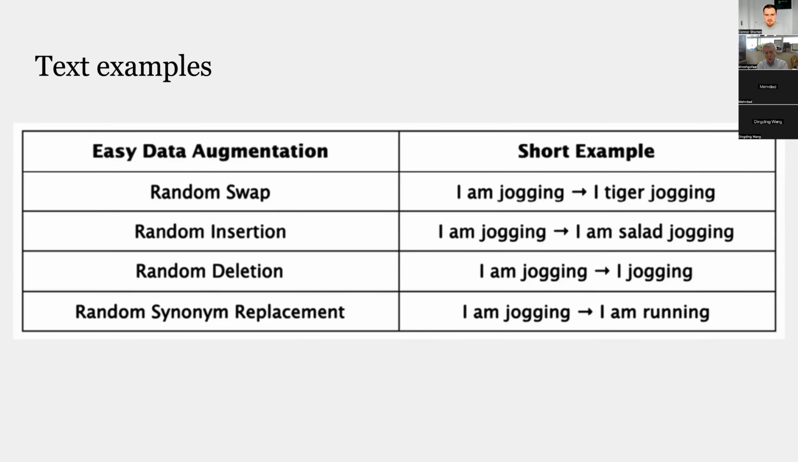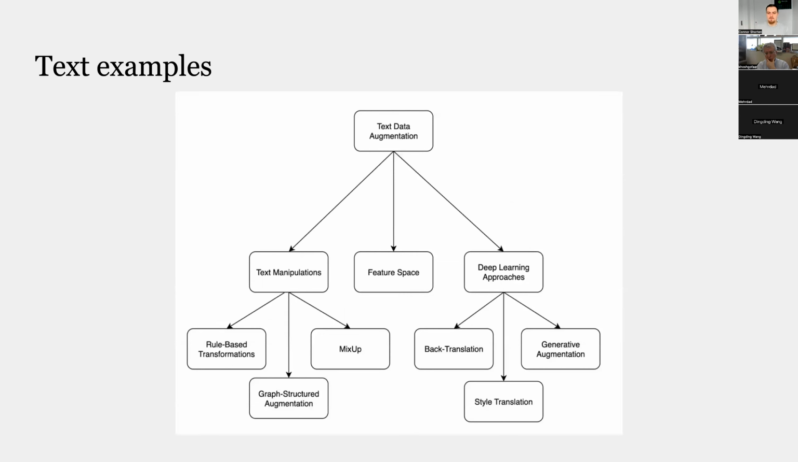So the naive text examples are, say, random swapping: "I am jogging" becomes "I tiger jogging," where you swap "am" with "tiger." Random insertion, where you randomly add a word, like "I am salad jogging." Random deletion, and random synonym replacement, being a little more semantic, where you replace "jogging" with "running." Eventually I surveyed all these applications and came up with a similar taxonomy for the text augmentations out there.